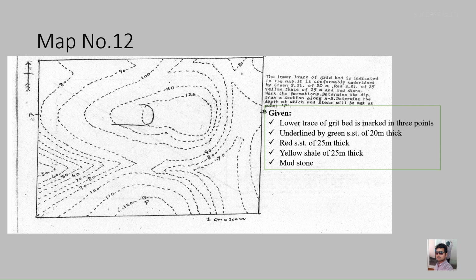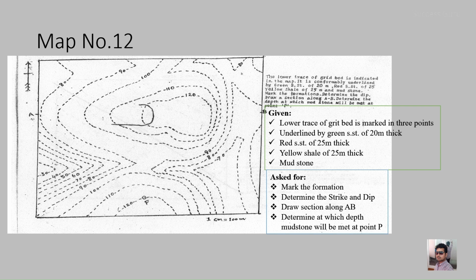So this is the sequence they have given, and what they have asked is for the formations to be marked in the map. So we have to complete the map with all the formations given in the sequence. Then we have to determine the strike and dip of the formation, and then draw the section along AB, and finally determine the depth at which the mudstone will be met at point P. So this is the point P. If a drilling is made here, we have to find at what depth we can get the mudstone. So this is what they have asked for.